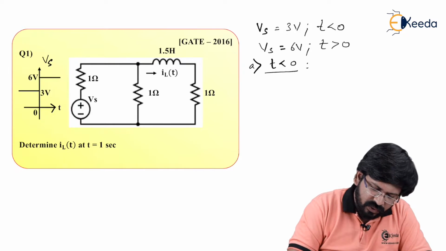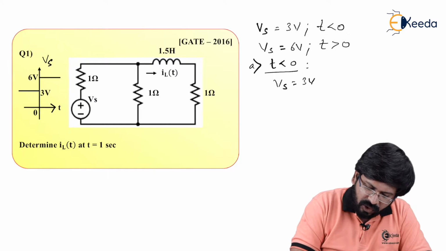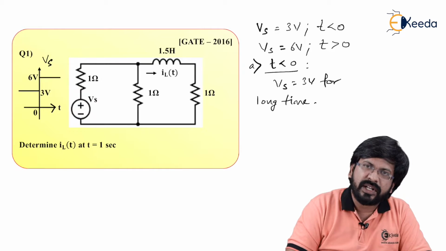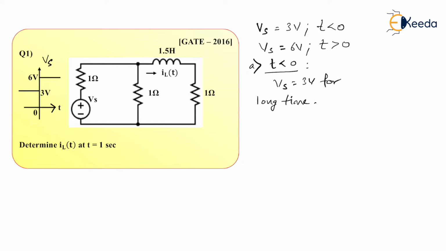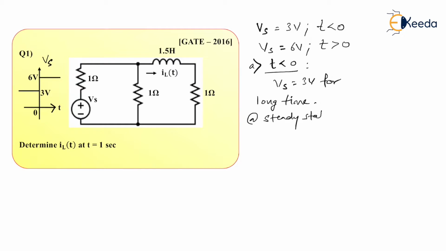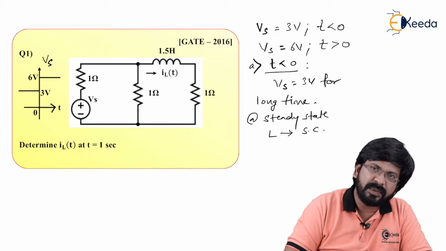So for t less than 0, you can say that Vs was 3 volt for a long time. And therefore, it will reach steady state. So you know the fact that at steady state, inductor becomes short circuit. So when inductor becomes short circuit, what is going to happen? Let's draw the circuit.